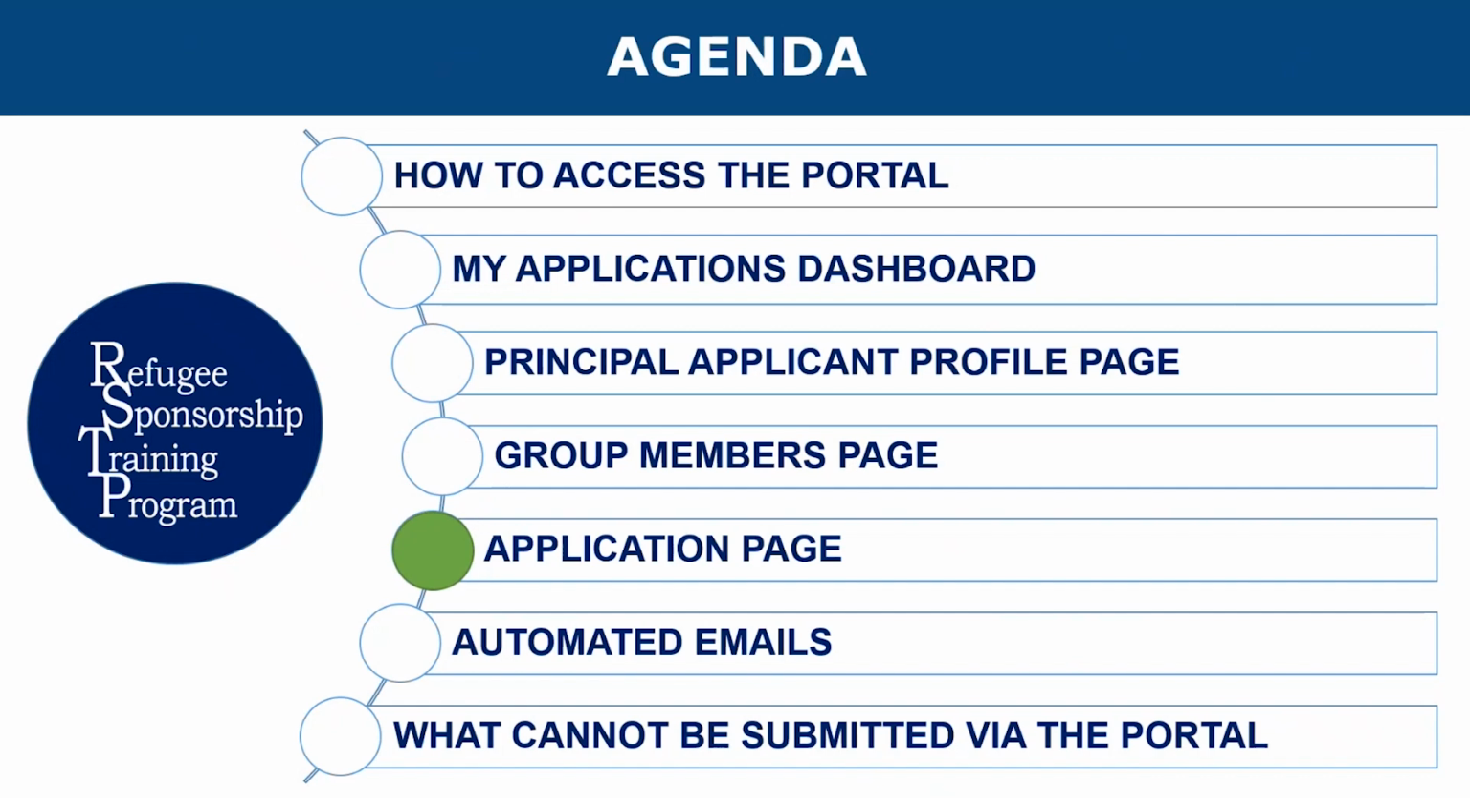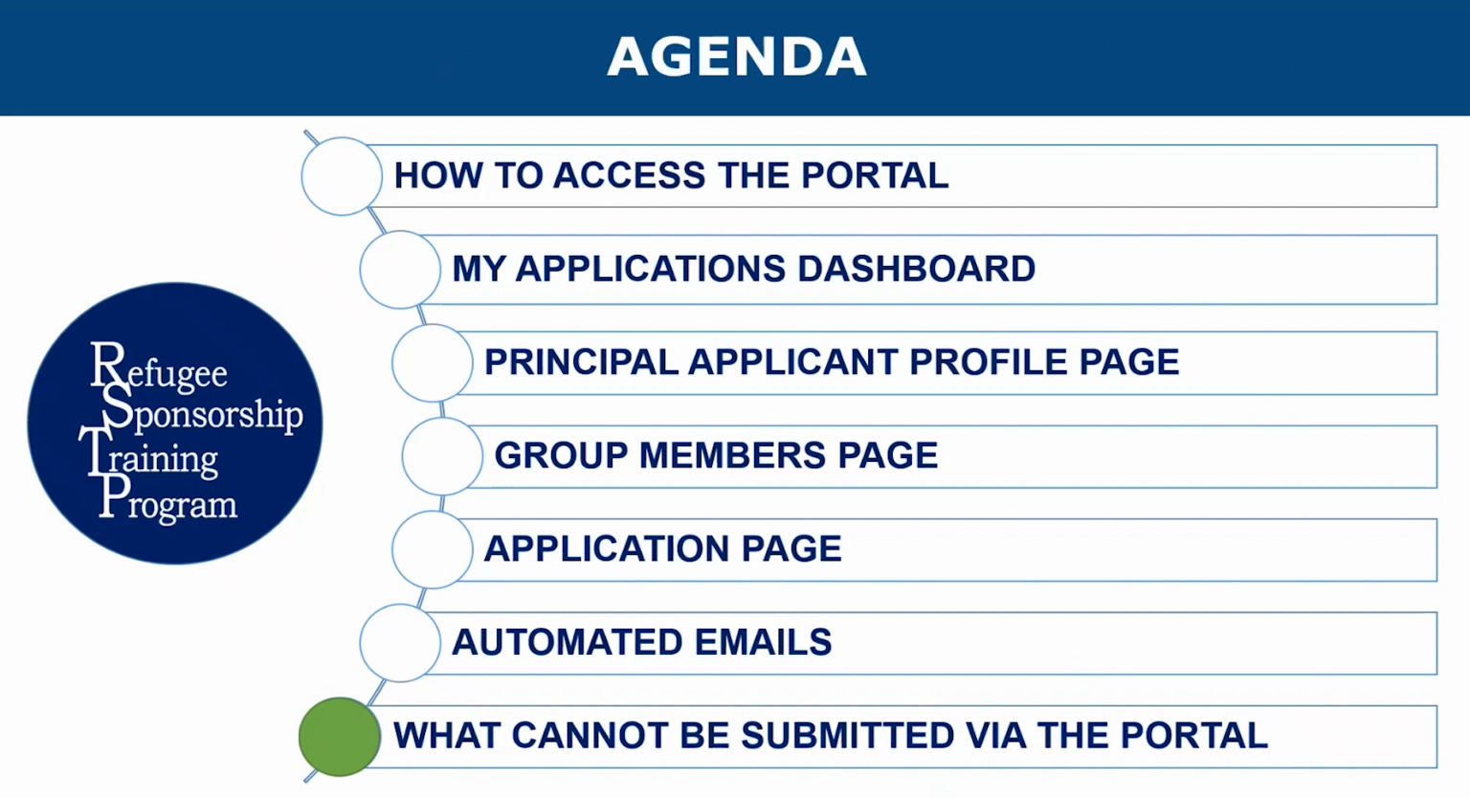Next, we will move on to the application page to show you where the online generic application and Schedule A forms are to be filled in. And we'll show you where to upload the required PDF forms, as well as the principal applicant's supporting documents for the private sponsorship application. We will also discuss the automated emails you can expect to receive once you've submitted an application. And finally, we will explain what cannot be submitted via the PR portal.